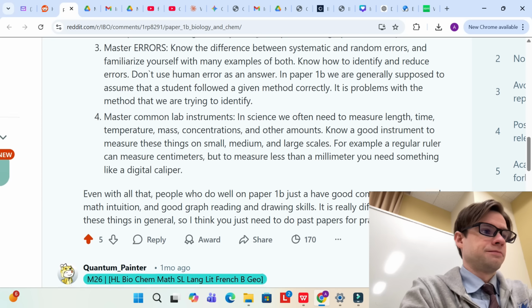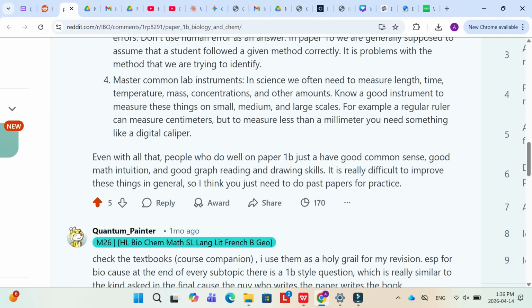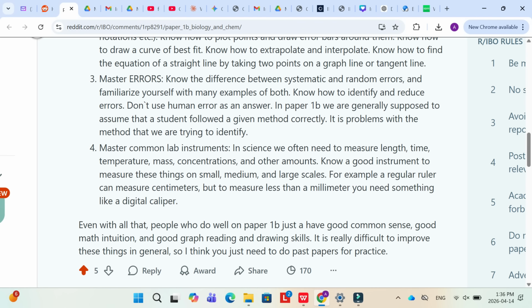And then, okay, even with all that, people who do well on paper 1B just have good common sense, math, intuition, graph reading, and drawing skills. It's kind of true. But you can improve these just by trying past papers and make sure you check the mark scheme and that you're doing everything right.